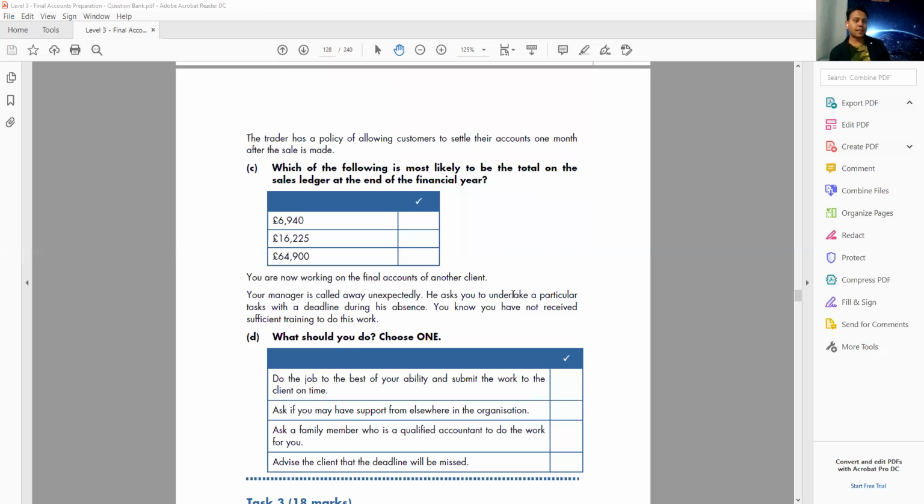The next one. The trader has a policy of allowing customers to settle their accounts 1 month after the sale is made. So they said, if you buy now, you can pay next month. The question here is, which of the following is most likely? That means there is no accurate figure.